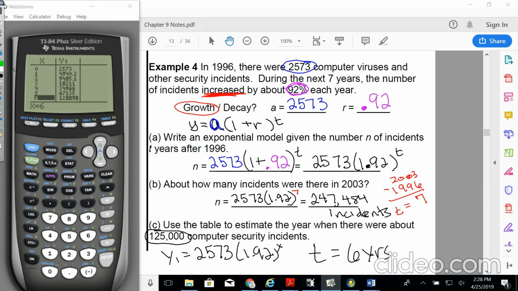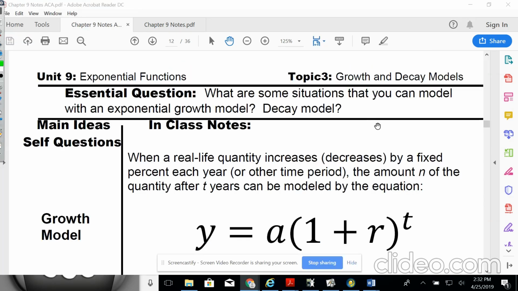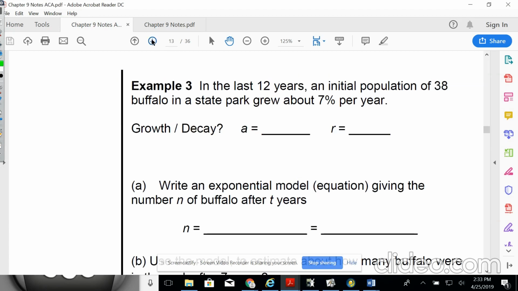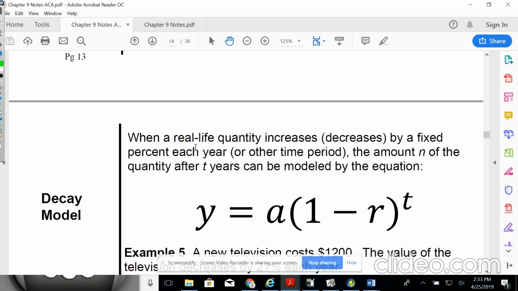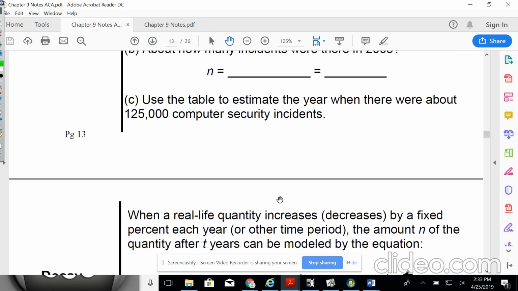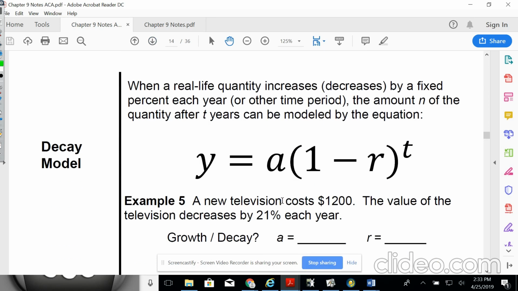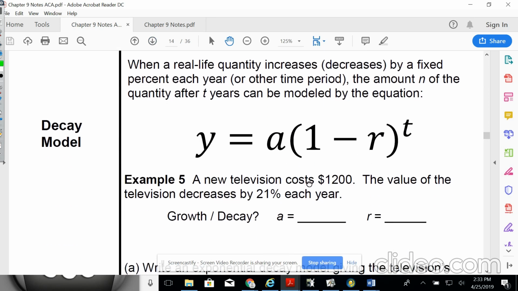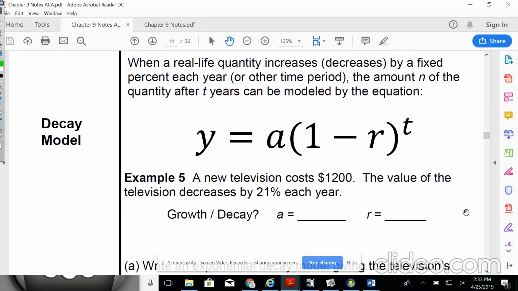All right, so continuing our notes from yesterday, Unit 9, Topic 3, Growth and Decay. We did the growth parts yesterday, which were 12 and 13. And now we're on page 14 where the decay model's at. So a lot of these parts are going to be the same as they were yesterday. The only difference is now we have a subtraction.